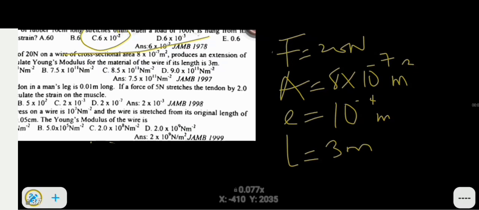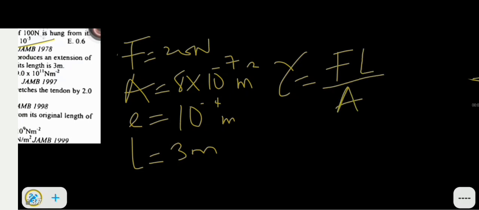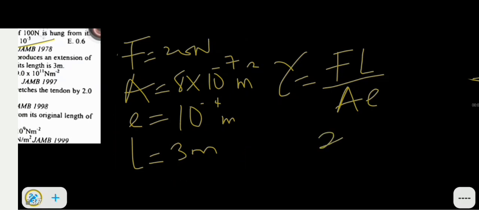But the Young modulus has a formula. Young modulus is equal to stress over strain. But you can also write it as FL over AE. This is the formula for Young modulus, FL over AE. And you already have all the values that you need here. So what is our F? That is 20 times. What is our L? That is 3.